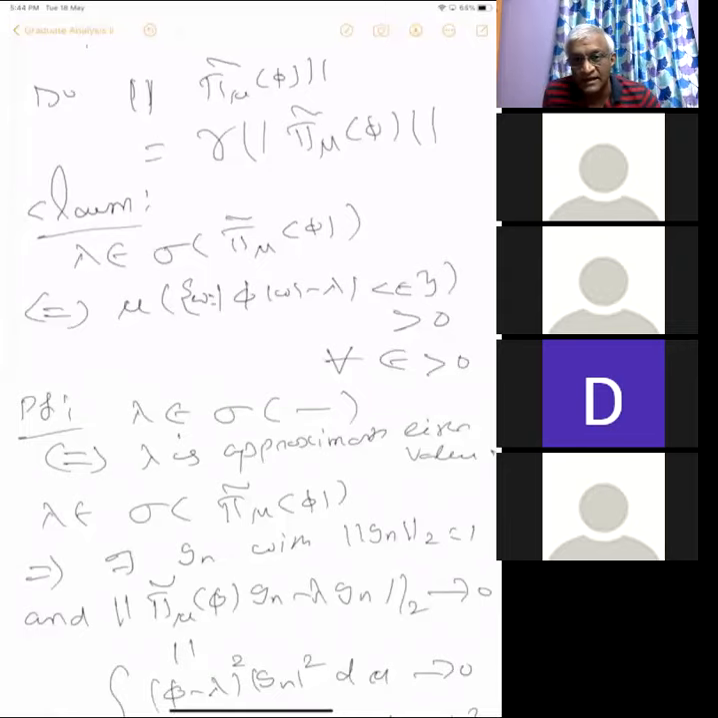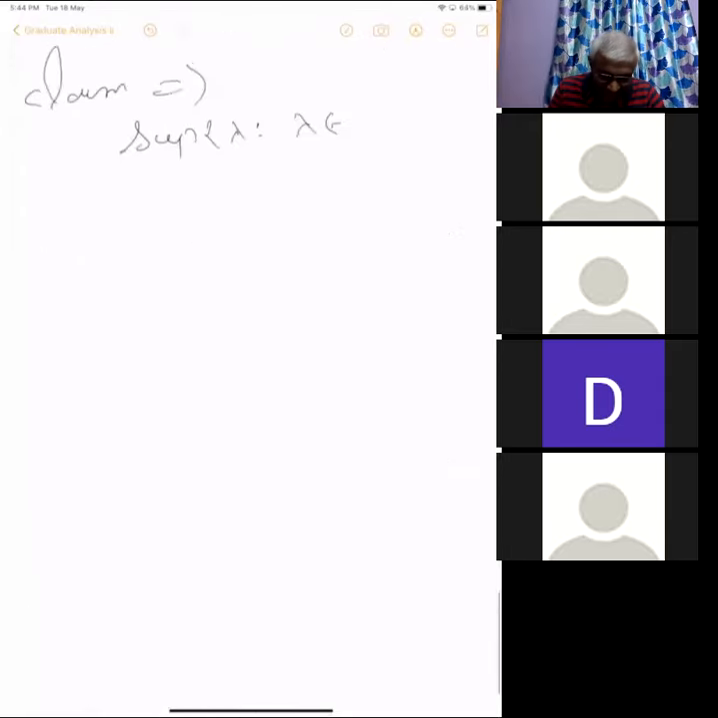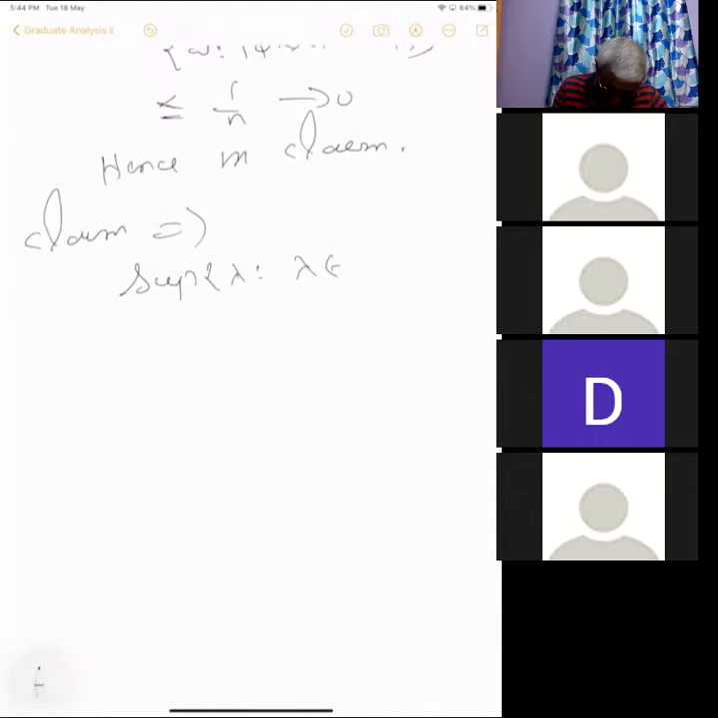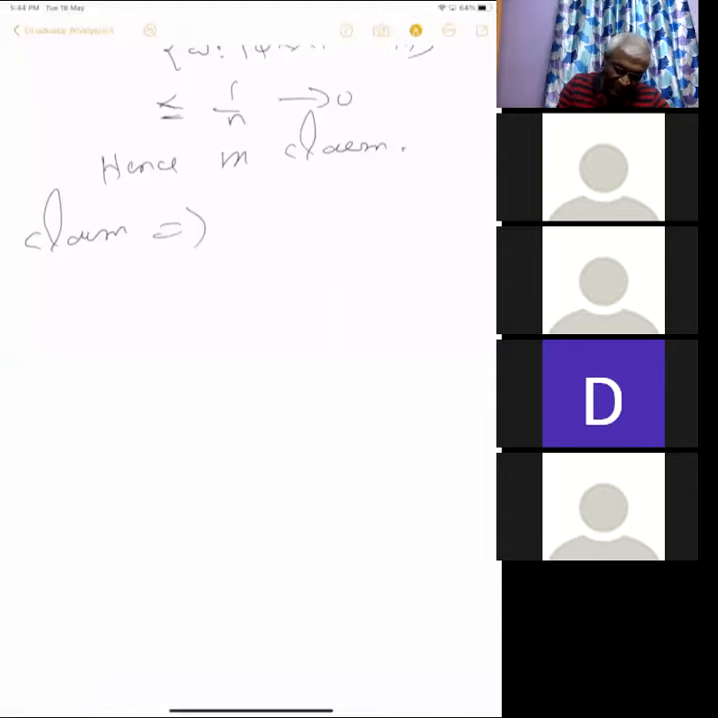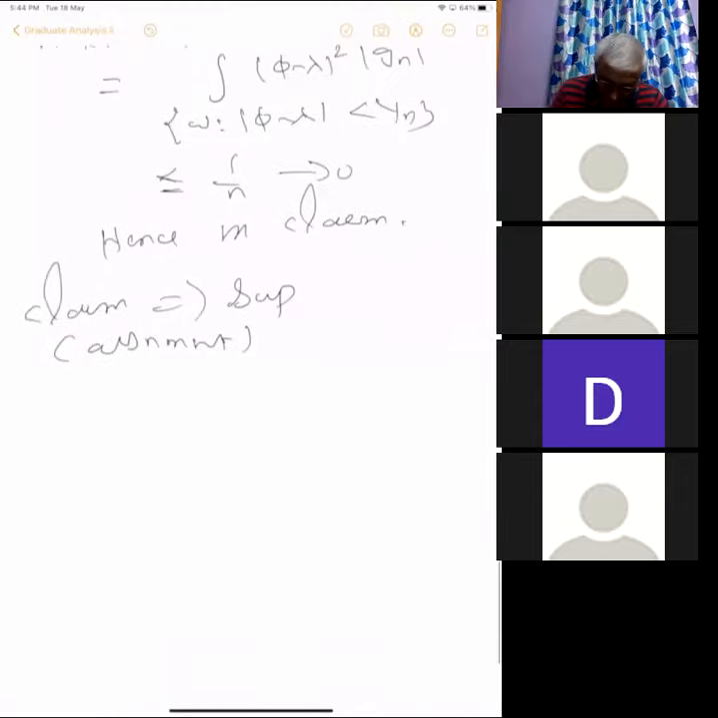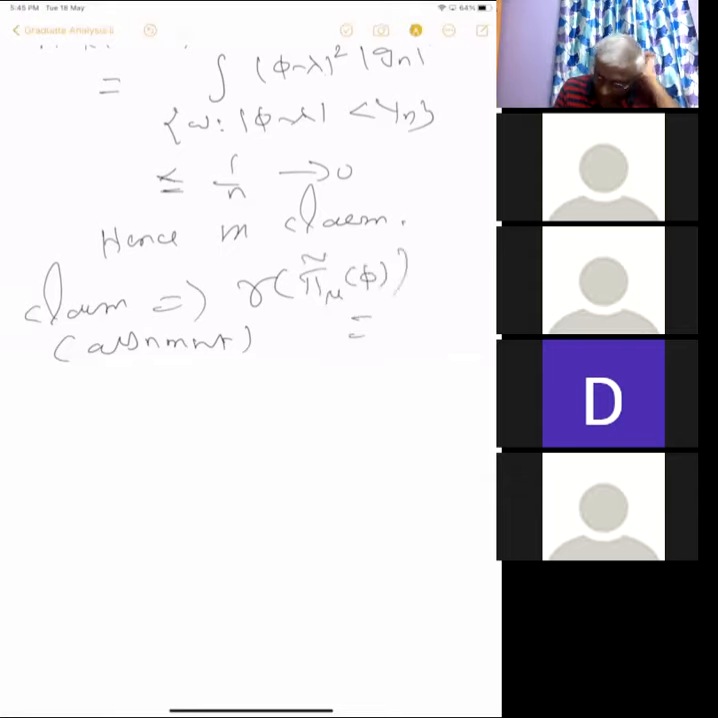Shall I leave it as an assignment? Okay. This is just a supremum. Even this I should have left as an assignment. So I leave this: the claim implies the supremum. So this is an assignment. You assume the claim and then you prove this. The assignment is the supremum of lambda such that, the spectral radius of pi of phi, is equal to the norm of phi.